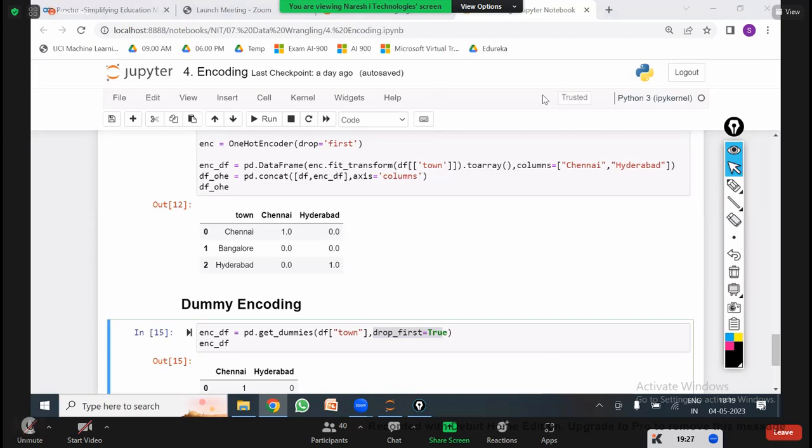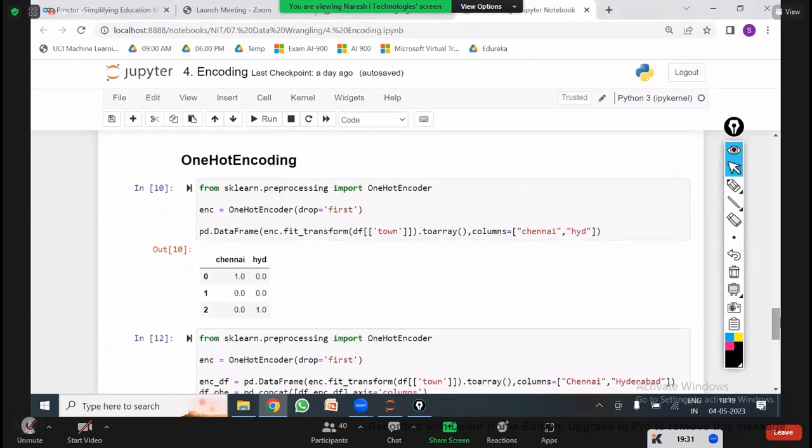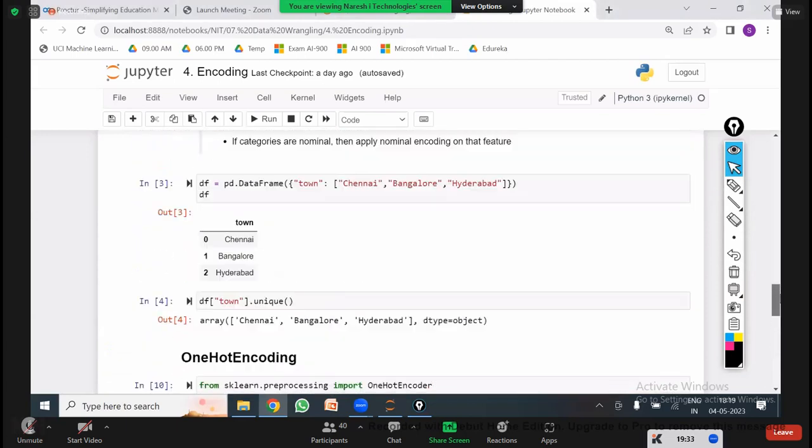Sir, when we are dropping the first column, Chennai is the first, how will Chennai be the first? It is going to take alphabetical order: Bangalore, Chennai, and Hyderabad. The first one is Bangalore, followed by Chennai, followed by Hyderabad. It is going to create in alphabetical order. Done?